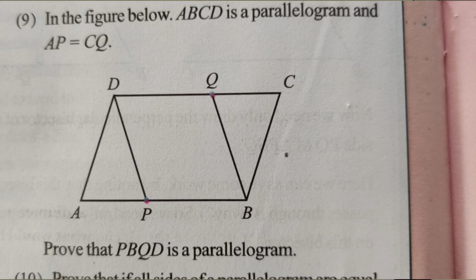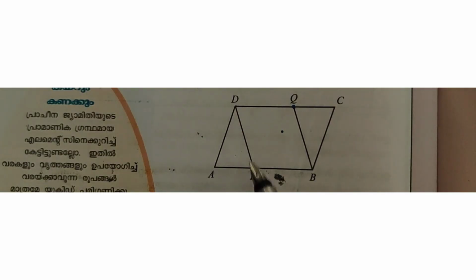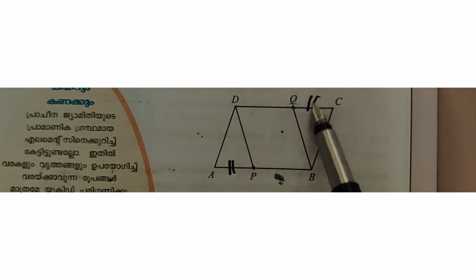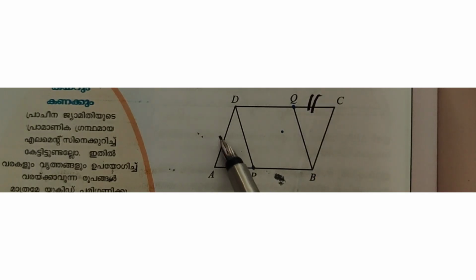Next question: ABCD is a parallelogram and AP is equal to CQ. We want to prove that PBQD is a parallelogram. Consider these two triangles. What happened? AP is equal to CQ. That is given.